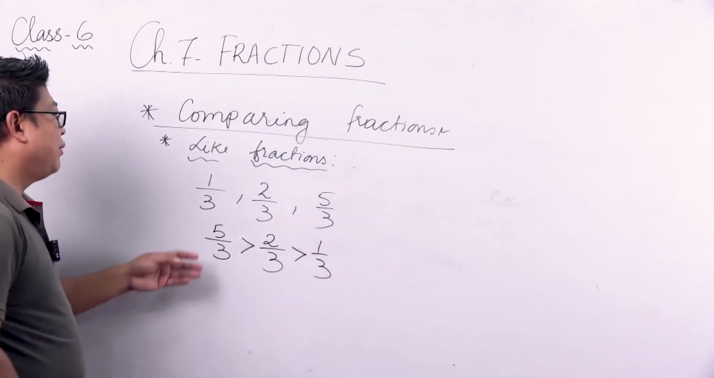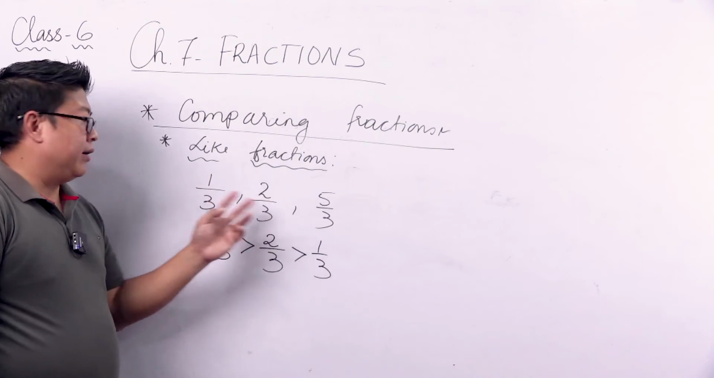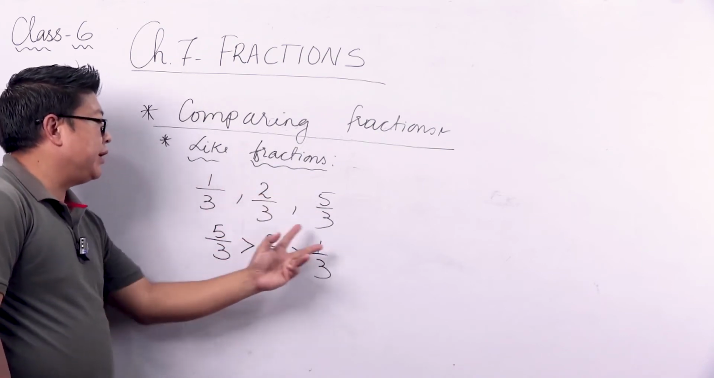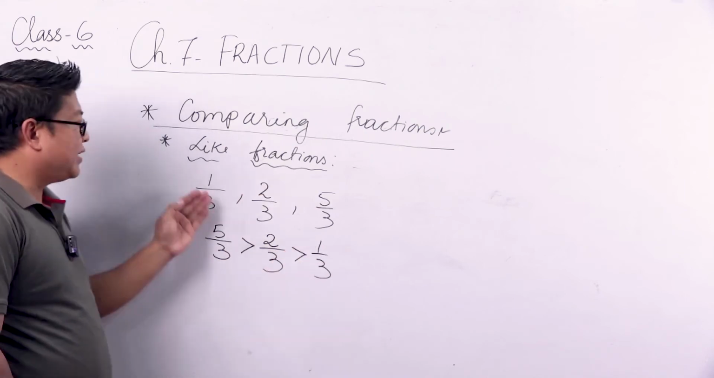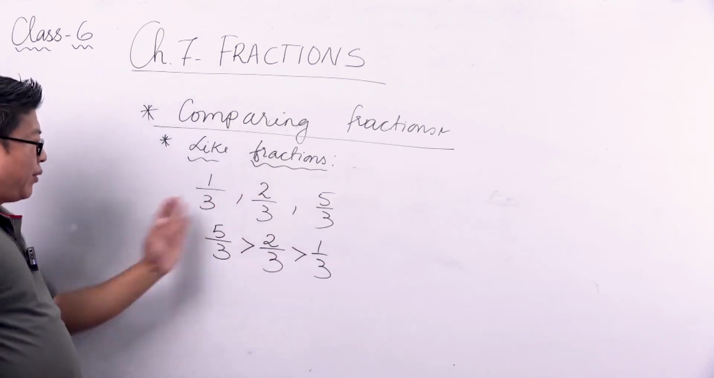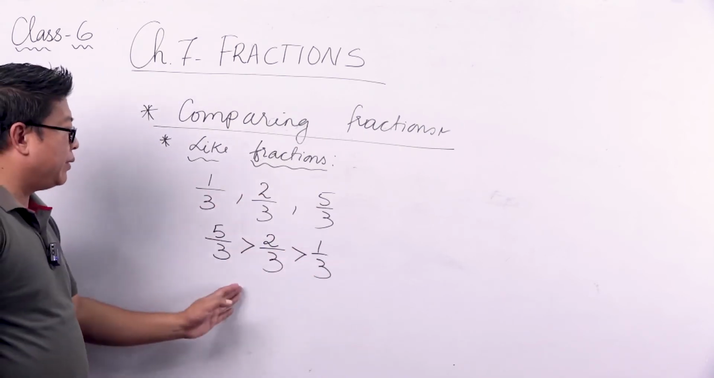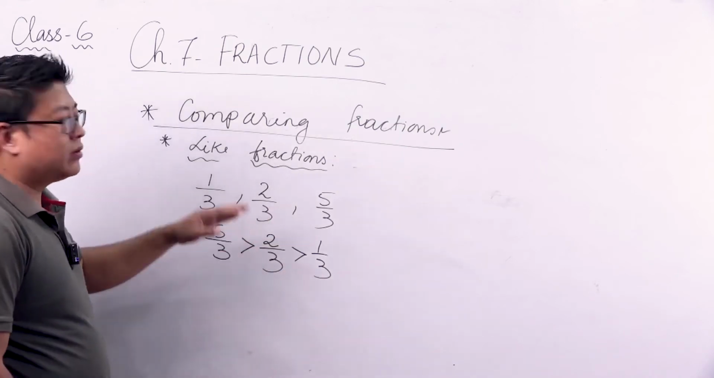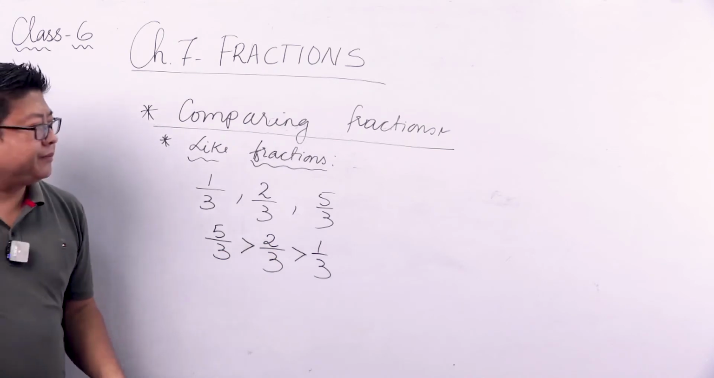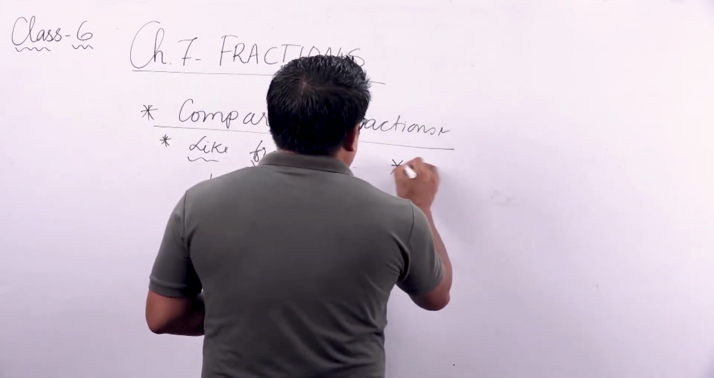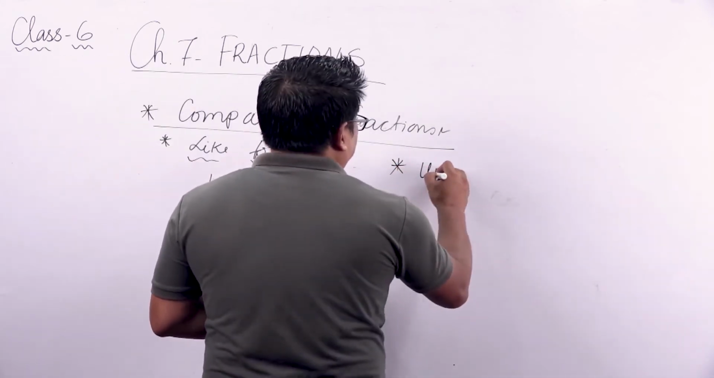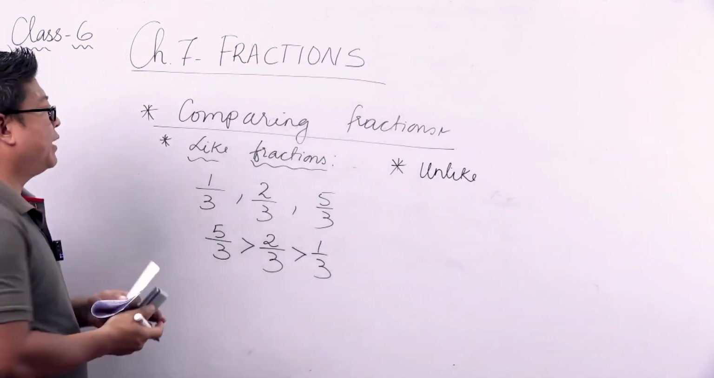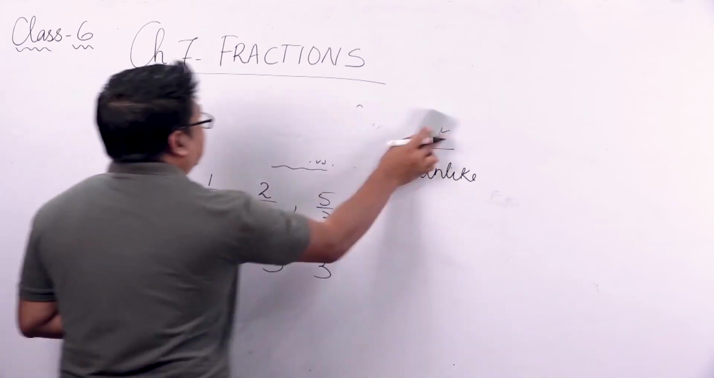So, this is how we will write to compare. 5 by 3 is the greatest. Next is 2 by 3. Next is 1 by 3. So this is in descending order. If we write reverse, 1 by 3, 2 by 3, 5 by 3, it is in ascending. Okay? So this is about comparing like fractions. Now for unlike, we will come to that in the next topic. So let us look at the next topic.